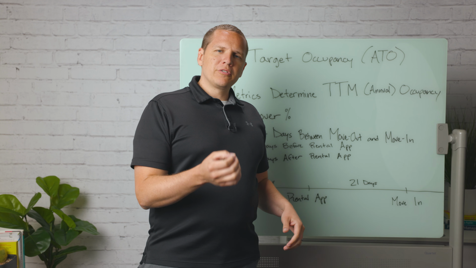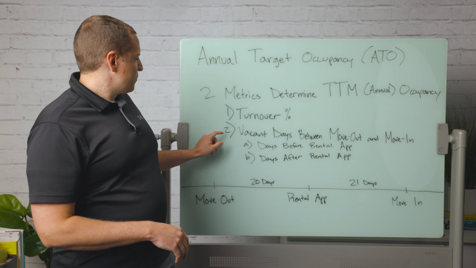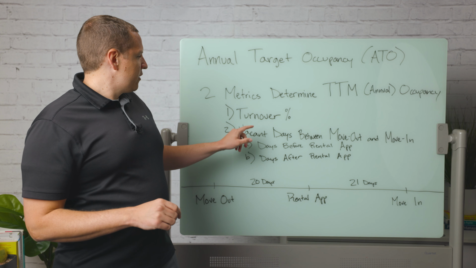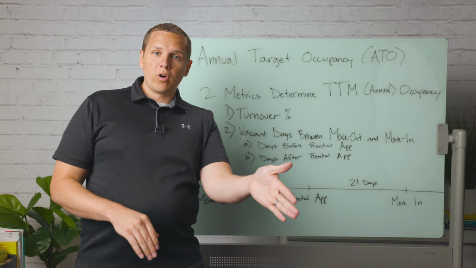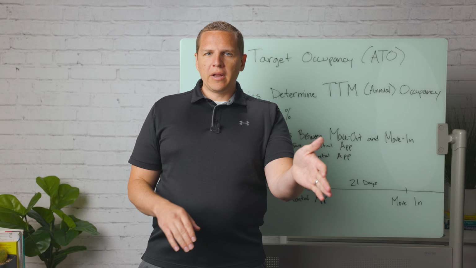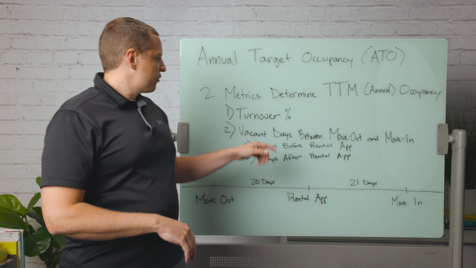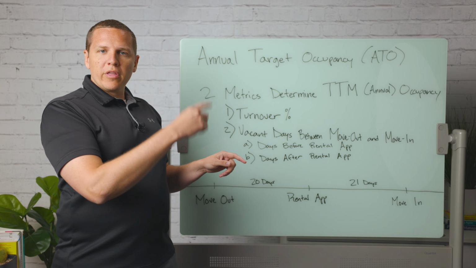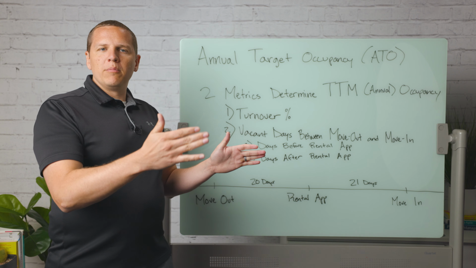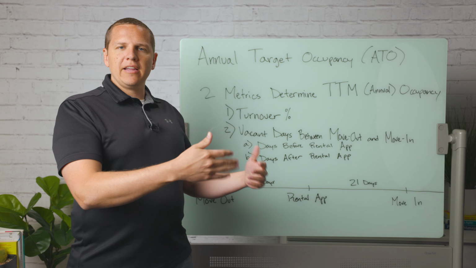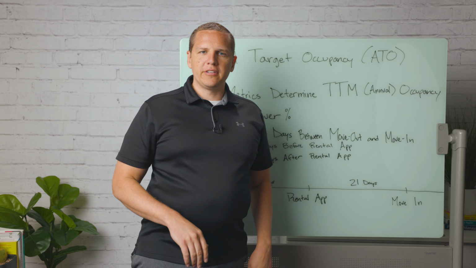But that's unfortunately not enough to know how much vacancy you experienced. The second thing you need to know is how many vacant days were between move out and move in. Every time one resident moves out and you rent that unit and the next resident moves in, how many vacant days were there? So the more units that went through a turnover and the more days that you had between move out and move in means more vacancy, and thus you had a lower trailing 12-month occupancy.